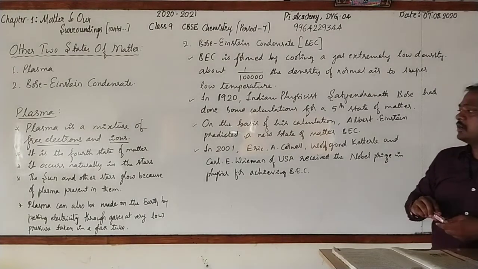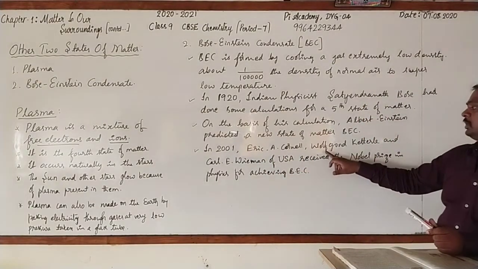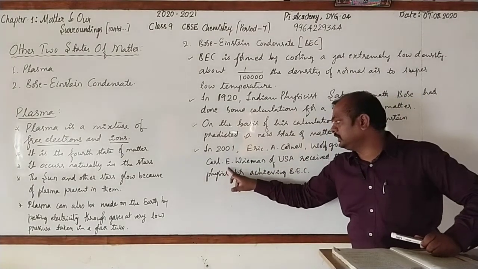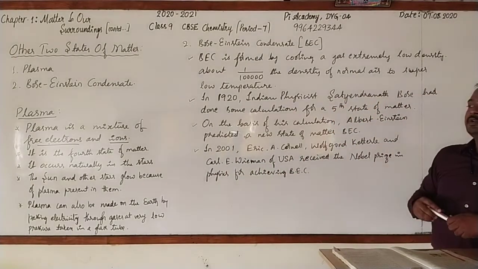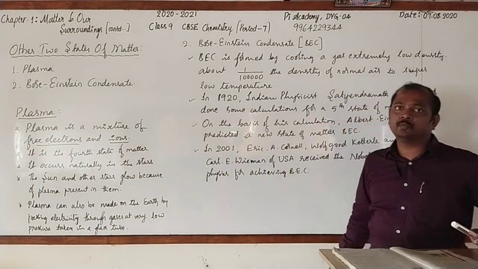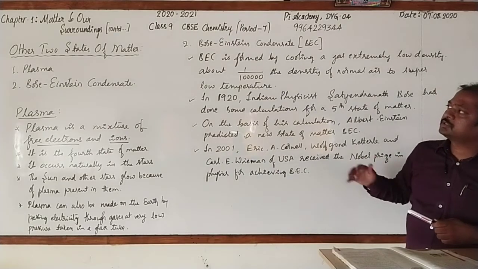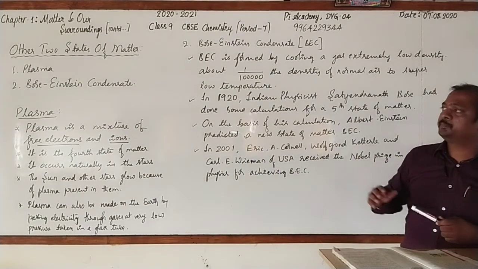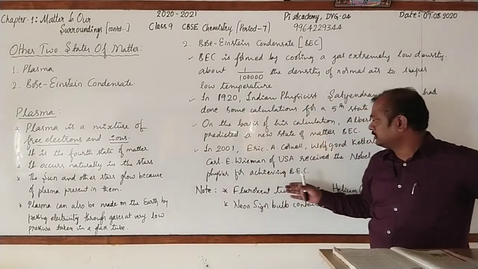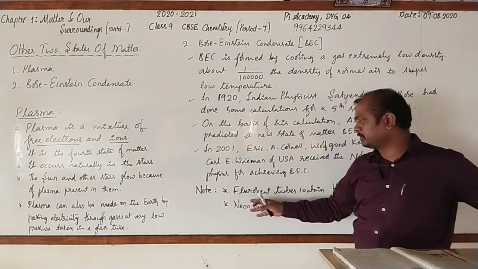And these scientists are Eric A. Cornell, Wolfgang Ketterle, and Carl E. Wieman. They got the Nobel Prize in the year 2001. Got it? So this is about your chapter. Please copy from there to here. You might have copied up to here, and go for 2 more points which I have already given you.